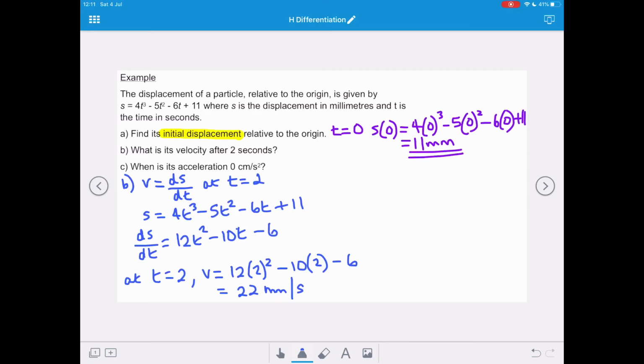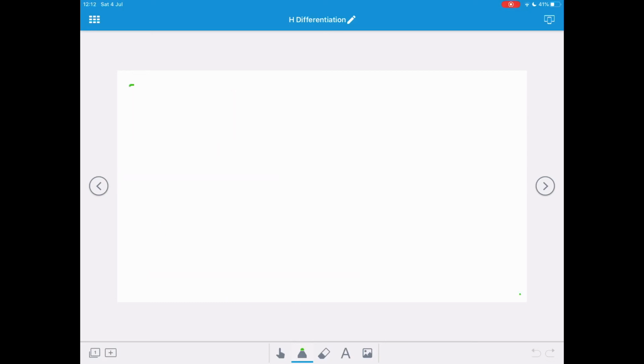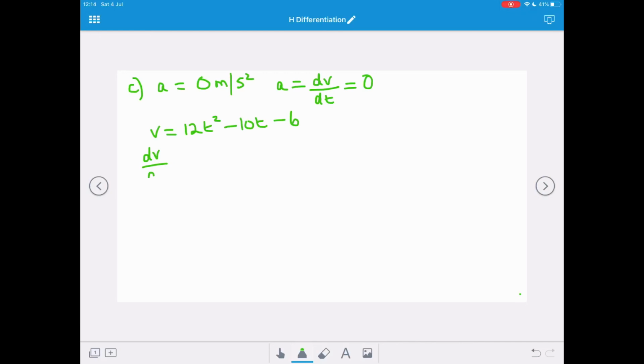Now part C asks us to work out when its acceleration is 0 millimeters per squared second, because we want to know when the acceleration is at 0. And that's going to be when a is the rate of change of the velocity with respect to time. And so we need to work out, taking v equals 12t squared minus 10t minus 6, and differentiating that with respect to time, and that will give us a value of 24t minus 10, and we're going to make that equal to 0 so that we can work out what the time is when the acceleration is 0.